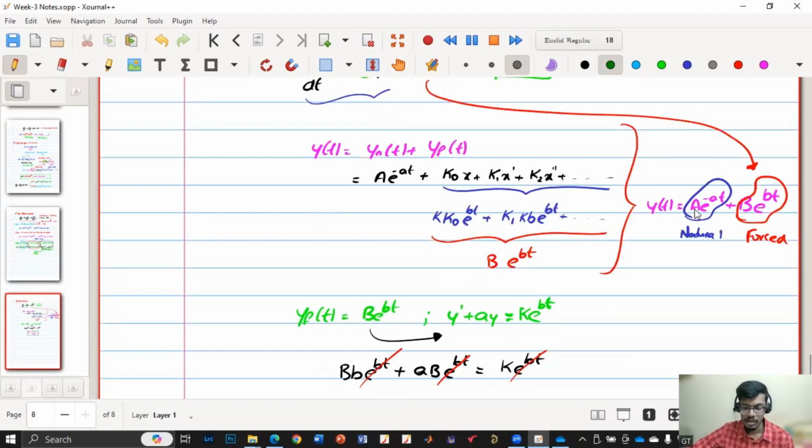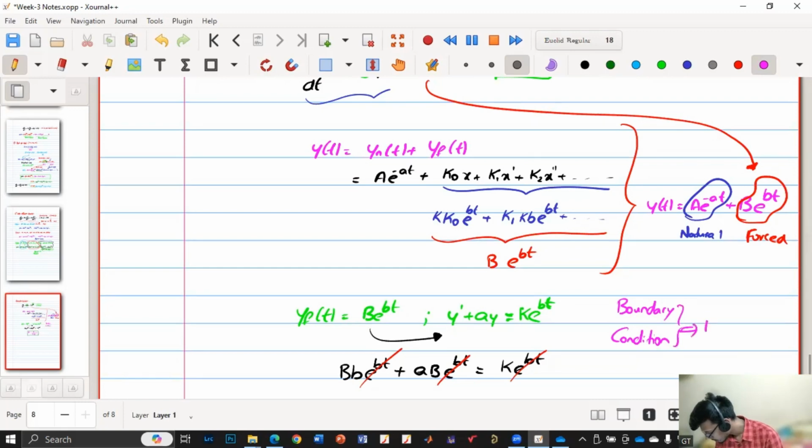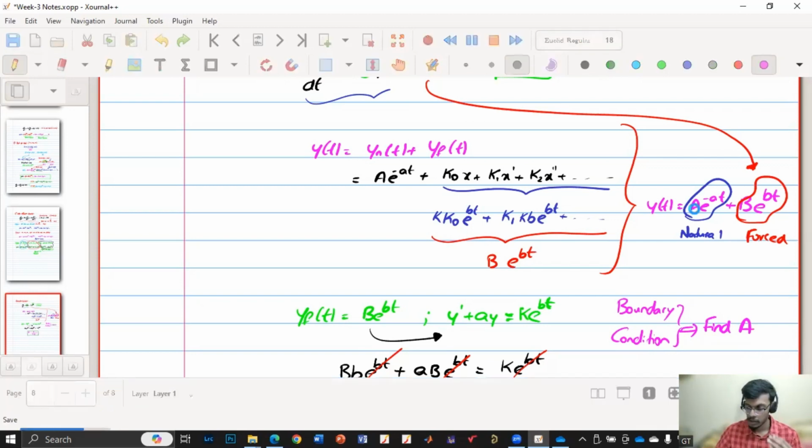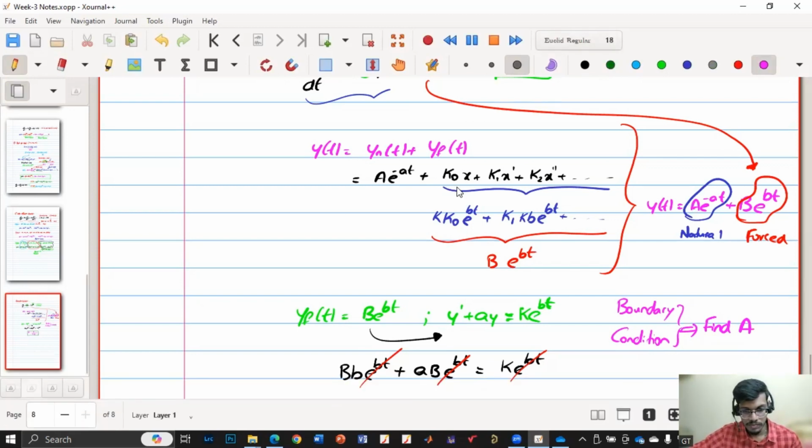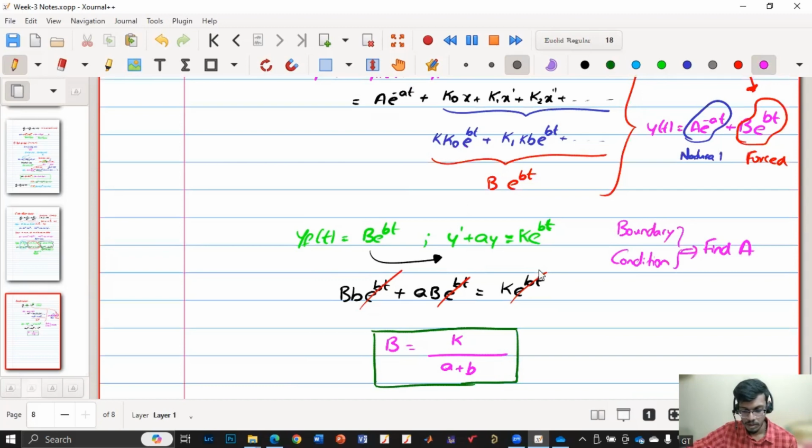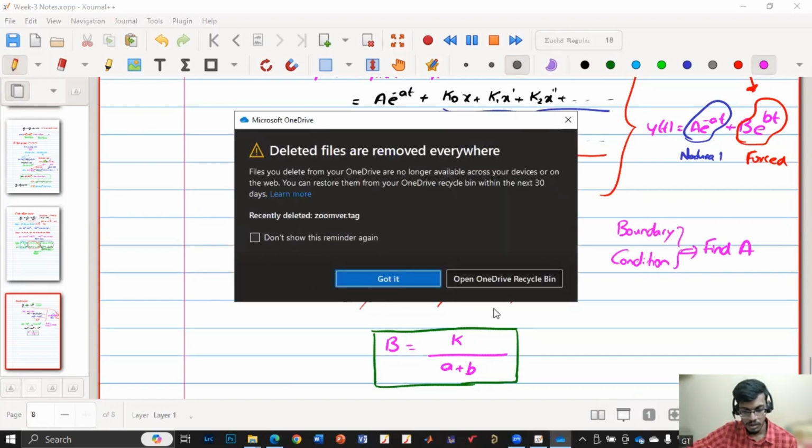But how will I get the value of a? They need to give some boundary condition to solve for a. If there is any boundary condition, then using that I'll get a. So is this part clear, or am I going too fast? If you have any queries, you can ask. Understanding?